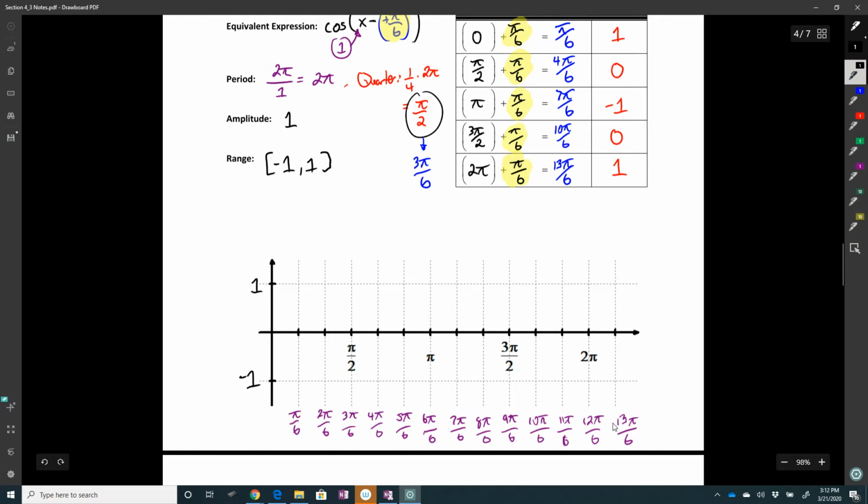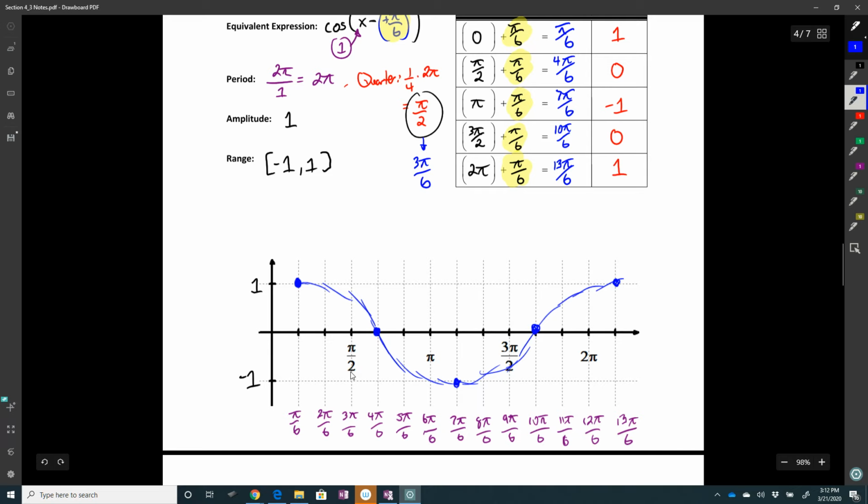All right, and so we can write down all our stuff. So pi over 6 goes to 1. Okay, 4 pi over 6 is 0. 7 pi over 6 is -1. And notice that I'm just moving 3. 1, 2, 3, put the next dot. 1, 2, 3, put the next dot. And so my graph looks like that.